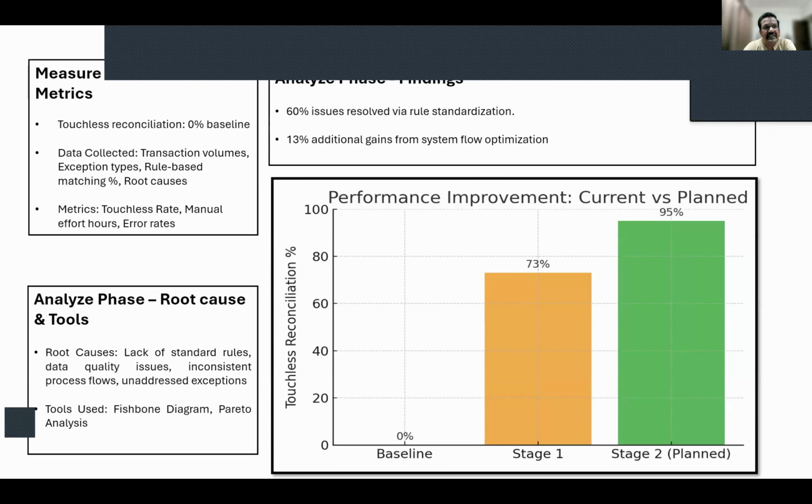We could see around 60% of items that can be potentially matched. And through system flow optimization, we can save around an additional 13%. So this is up to the Define, Measure, Analyze status that we have completed. In the second stage, we will be using a generative AI module where we can move around an additional 20 to 25% of matching, which is through touchless optimization actually.